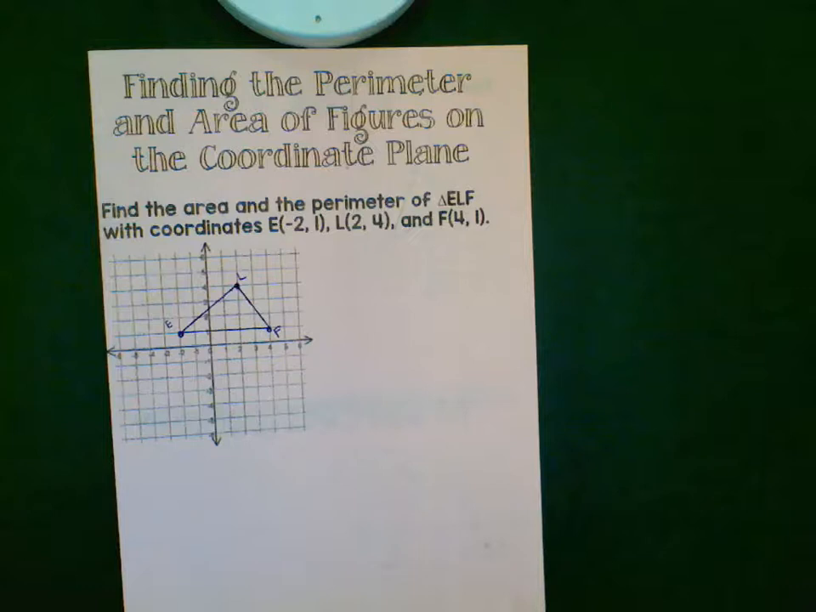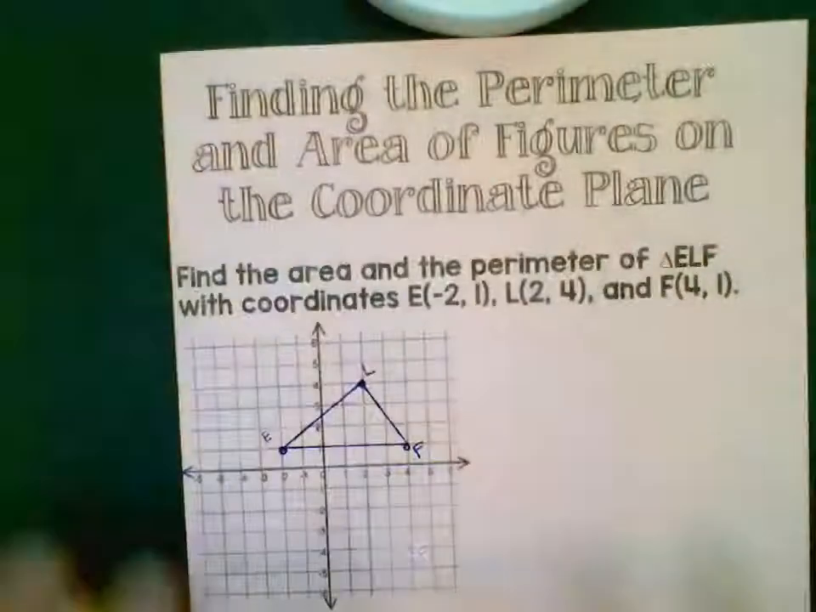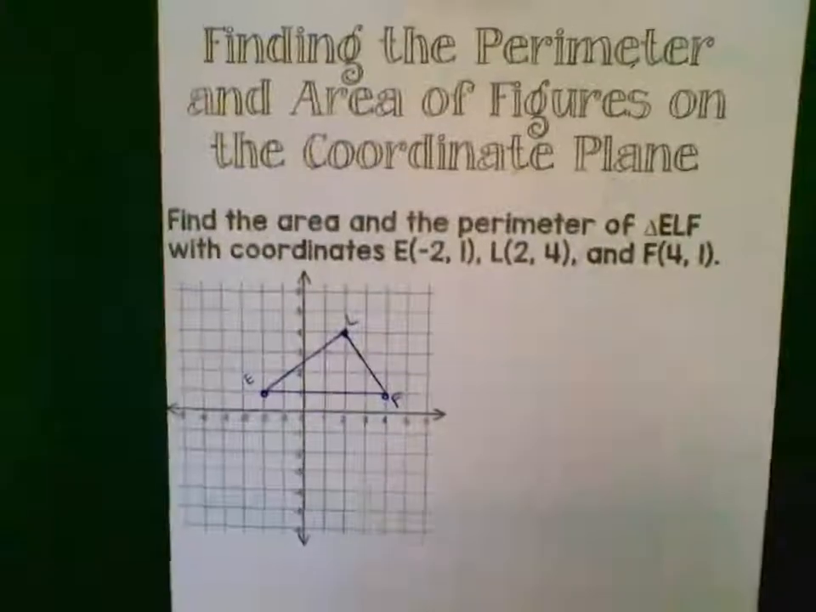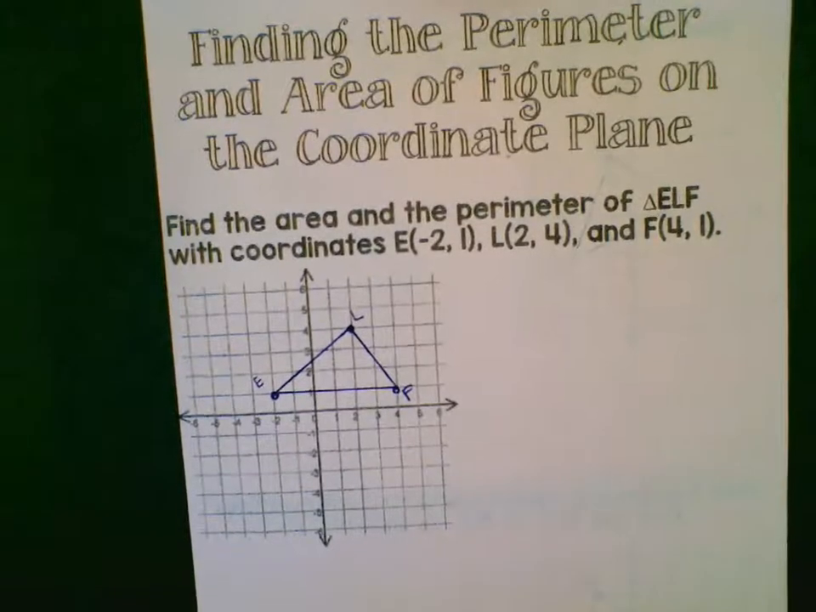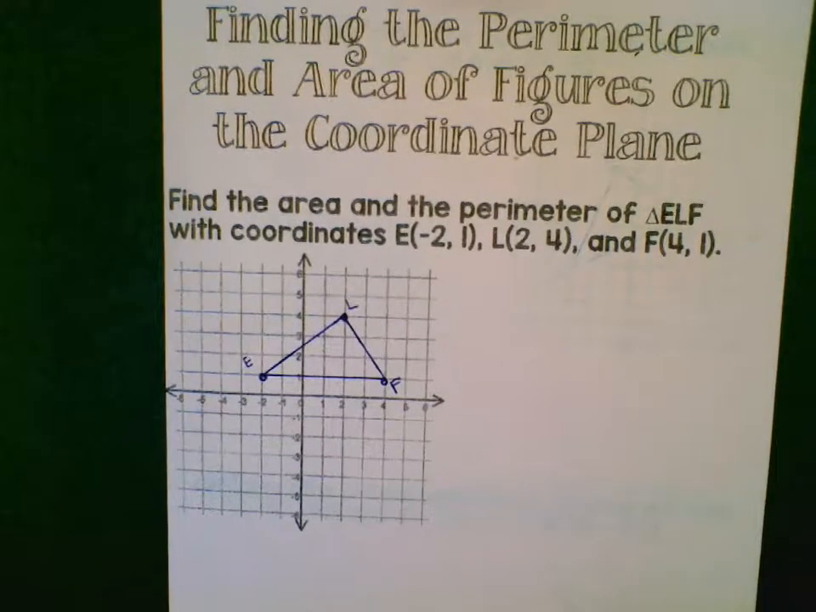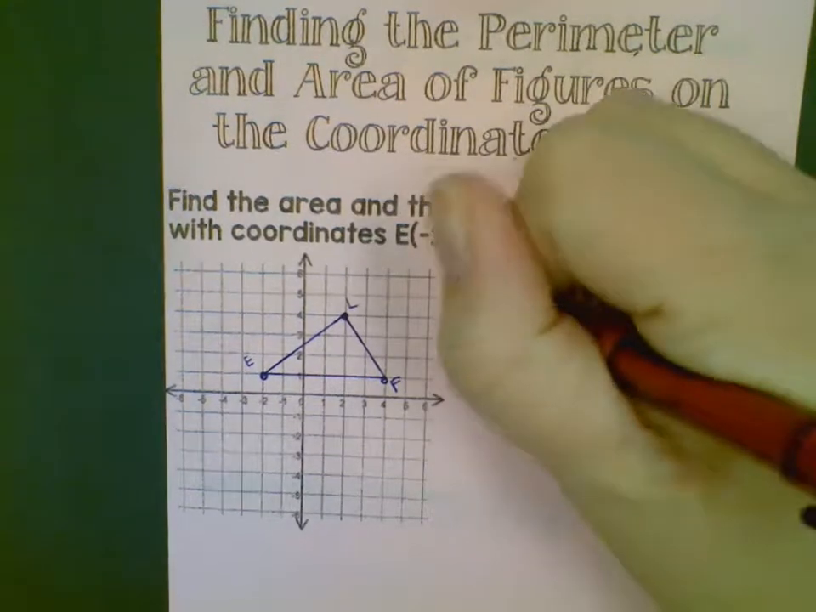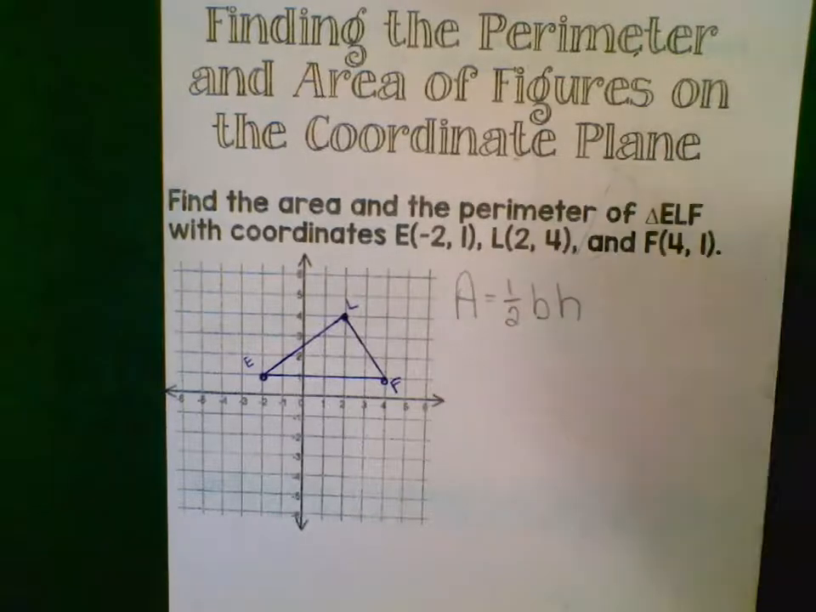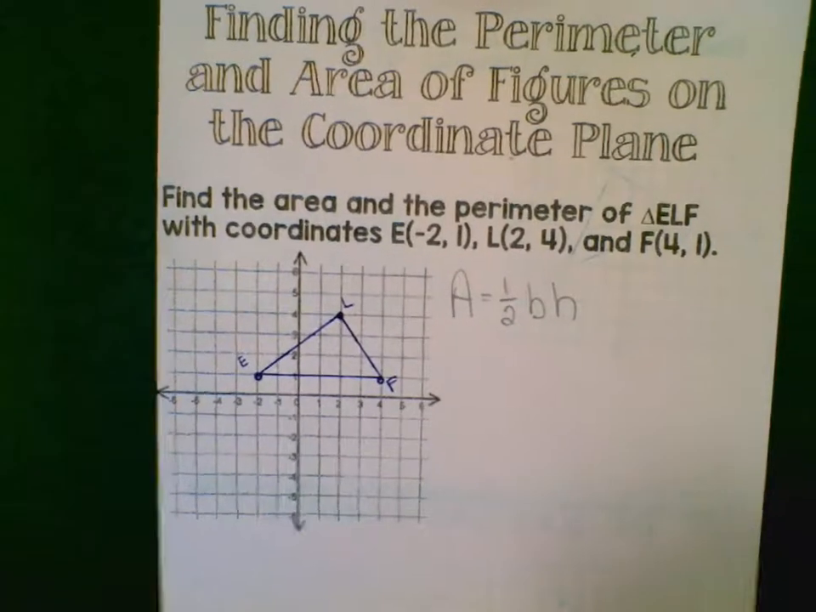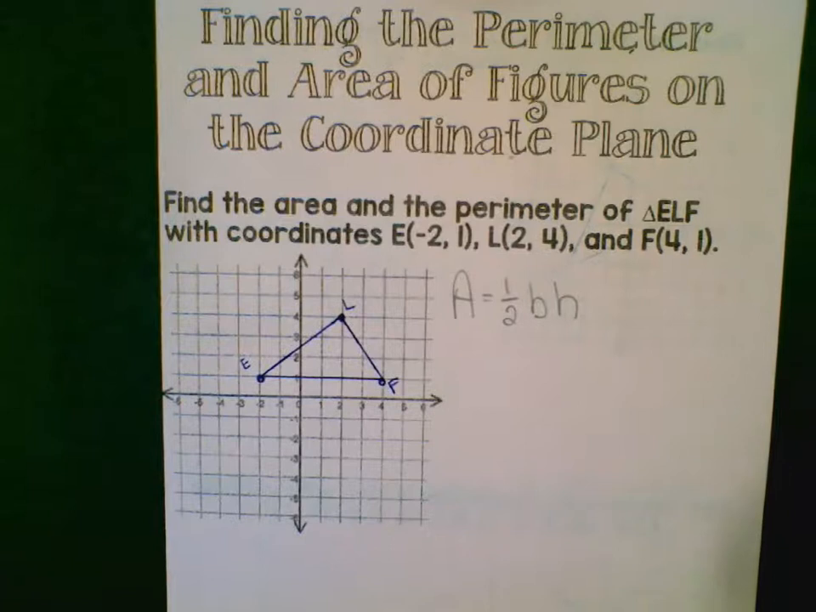Okay, so when we have shapes on the coordinate plane, there's a couple different methods that we can use to find their area. So for this first example, it says to find the area and the perimeter. We'll start by finding the area because that one's a little bit easier for this shape. So remember the area formula for a triangle is 1/2 base times height. So when our shape is positioned like this, it's really easier than the other kind that we're going to do because you can count what your base and your height is.